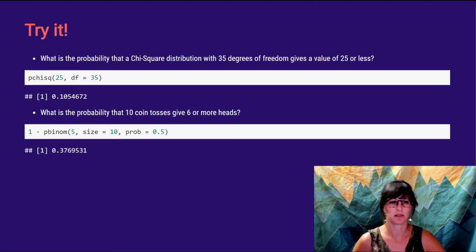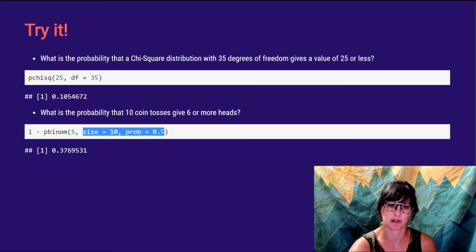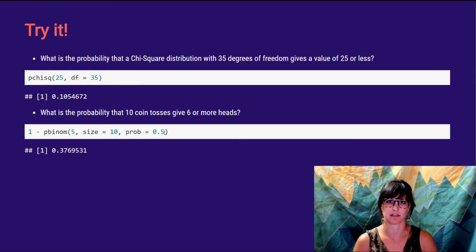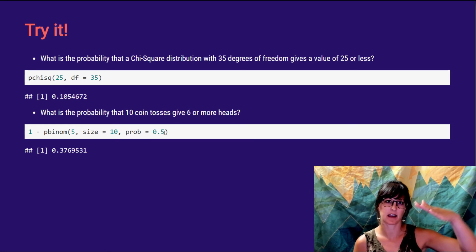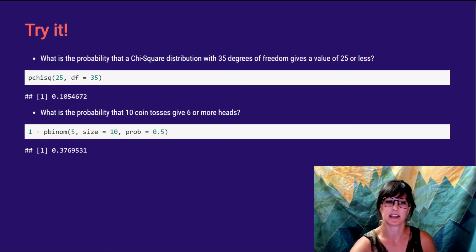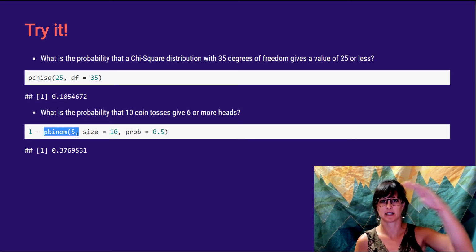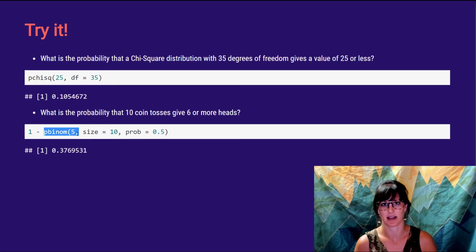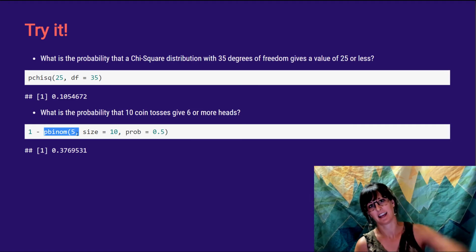More meaningful in the real world, we might say, what's the probability that 10 coin tosses give 6 or more heads? So the value we're interested in here is 6, but hopefully you see why I didn't put 6 in the first argument. The size and probability are pretty straightforward. A fair coin is 50-50, and we have 10 tries. But I realized that pbinom gives me the area below. So if I had just done pbinom 6, I would be getting the probability of 6, 5, 4, 3, 2, 1, or 0 heads. That's not what I want. I want 6, 7, 8, 9, 10 heads.